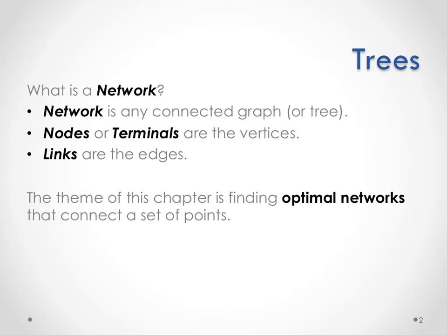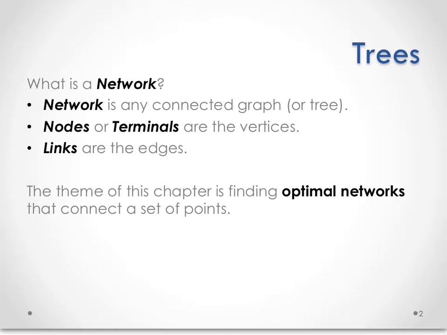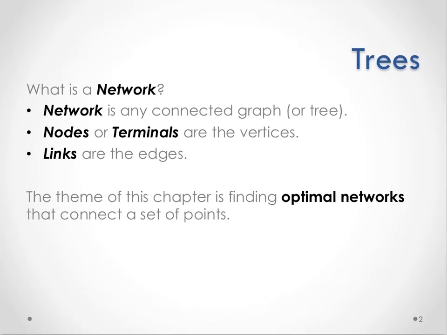So we have talked about in the past Euler circuits and Euler paths, and Hamilton circuits, Hamilton paths. All of those were part of graph theory. Trees are also part of graph theory. They represent specific types of graphs. And we're going to start off by talking about how they're applied. So we're talking about networks now. A network is a connected graph or a tree.